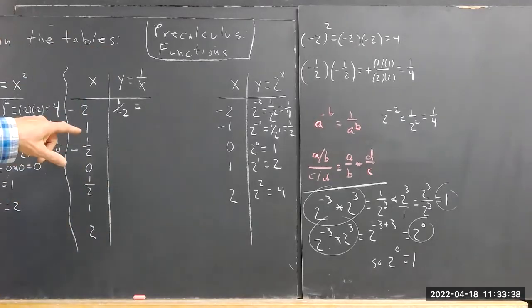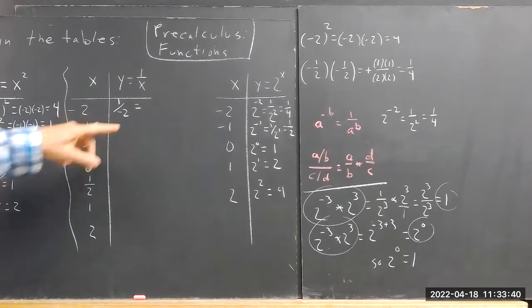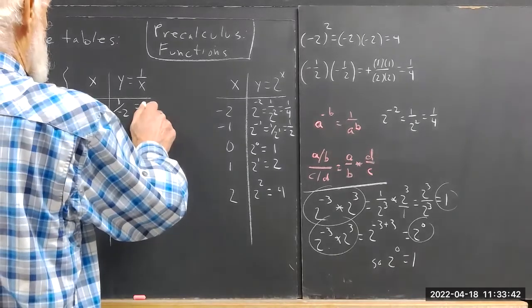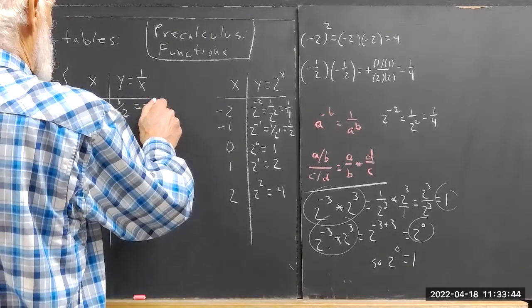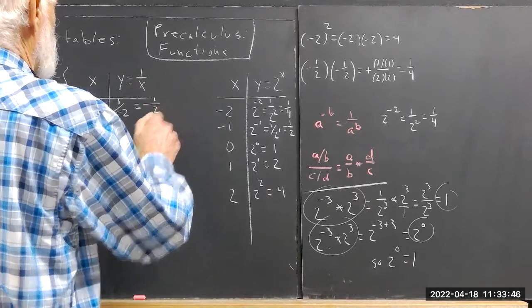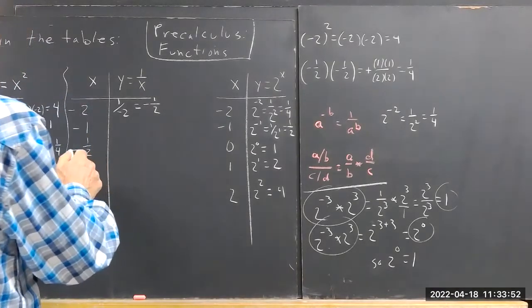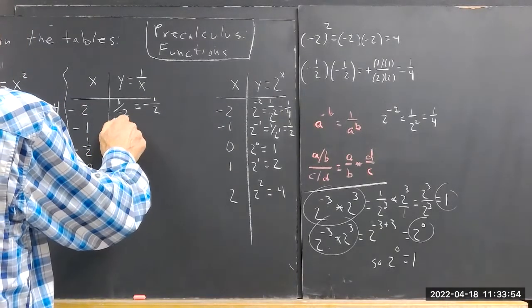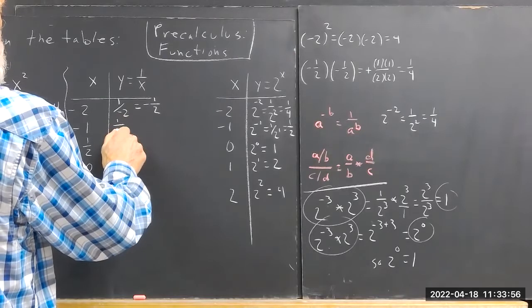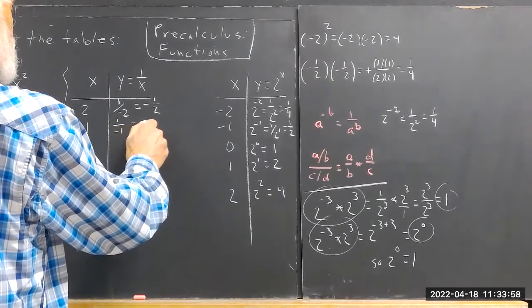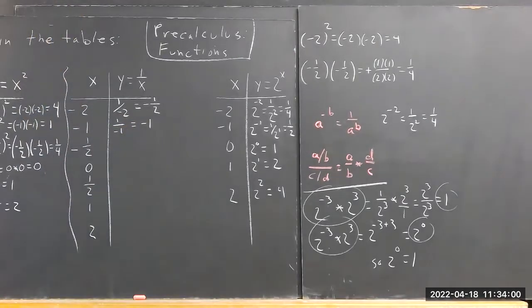Now, 1 over negative 2 is what? Well, that's conventionally written as negative 1/2. And 2 to the negative 1 is 1 over negative 1, which is negative 1.